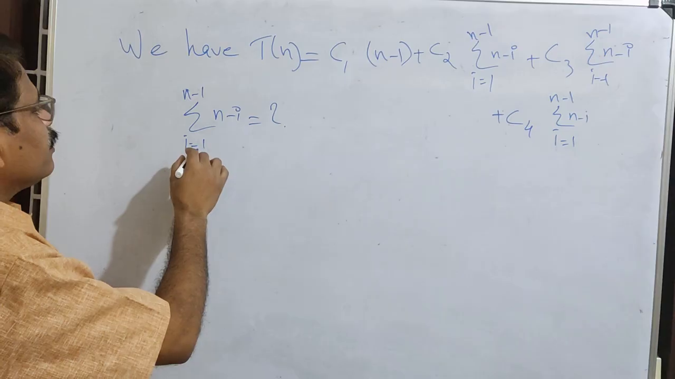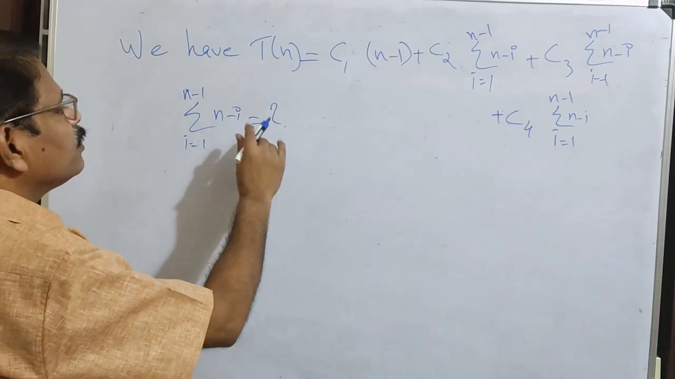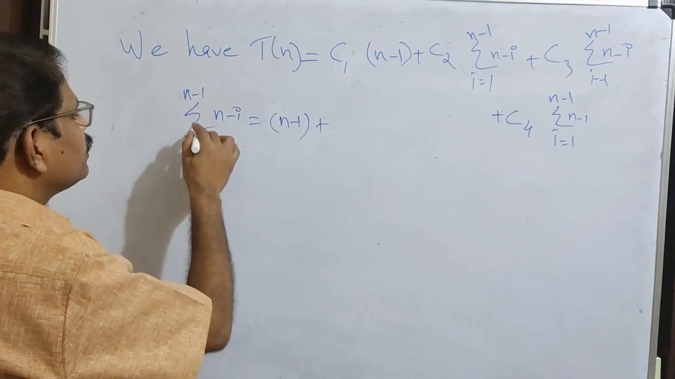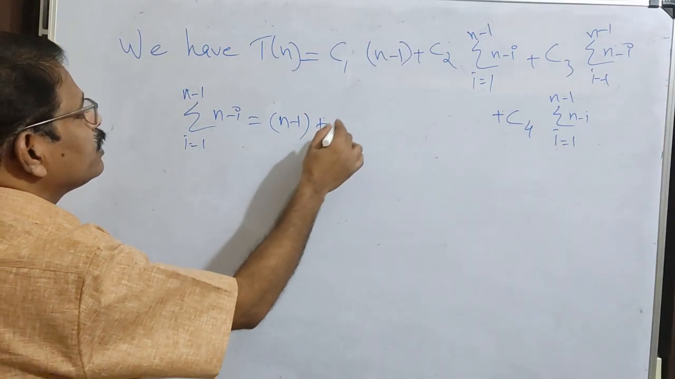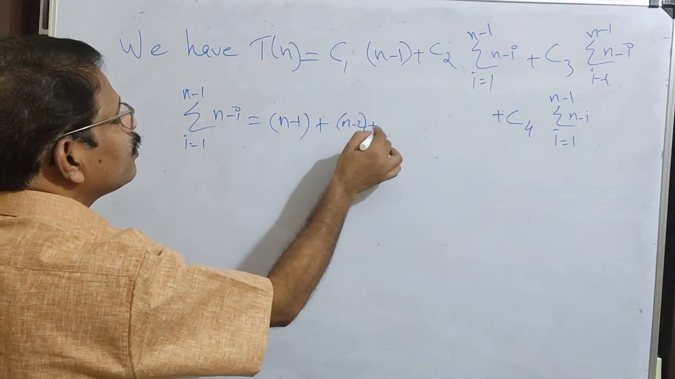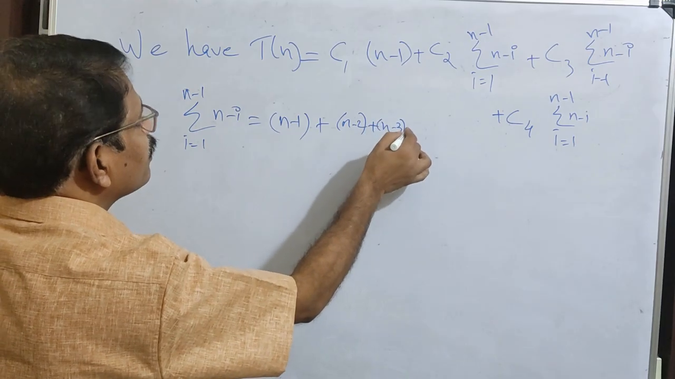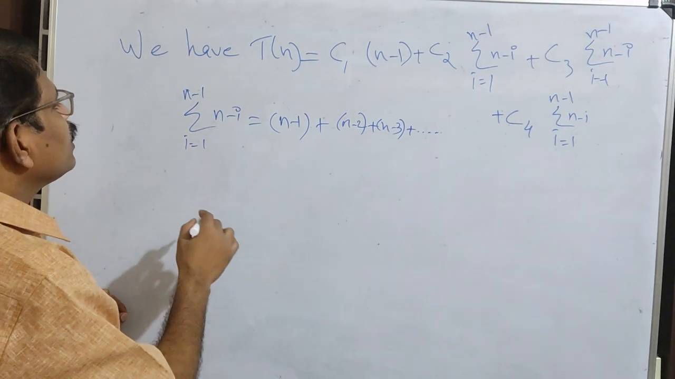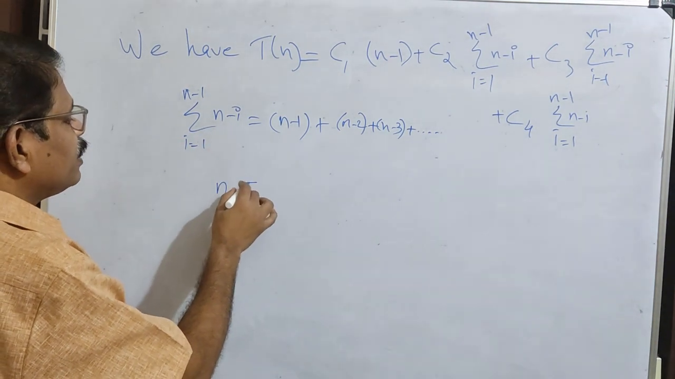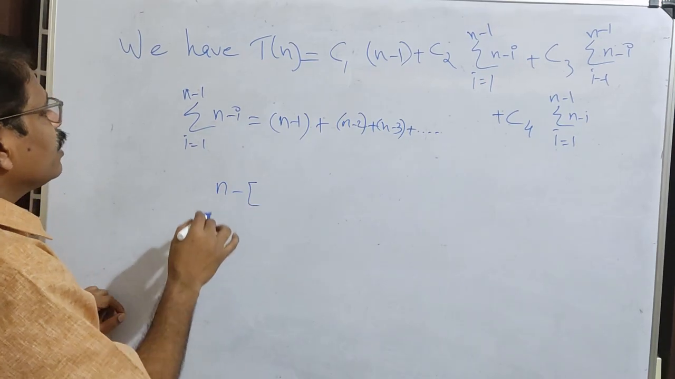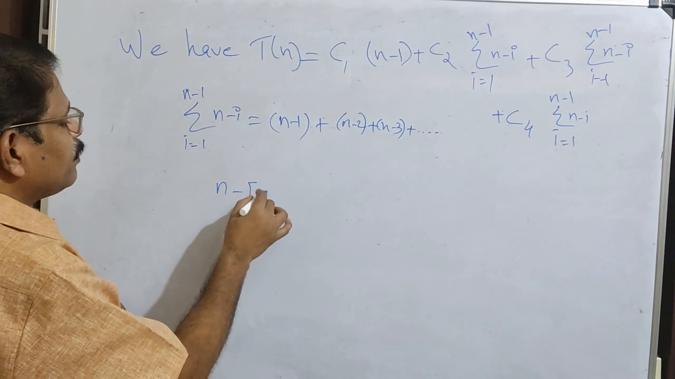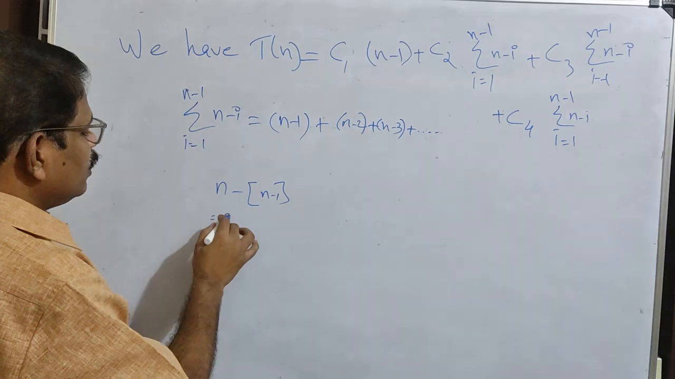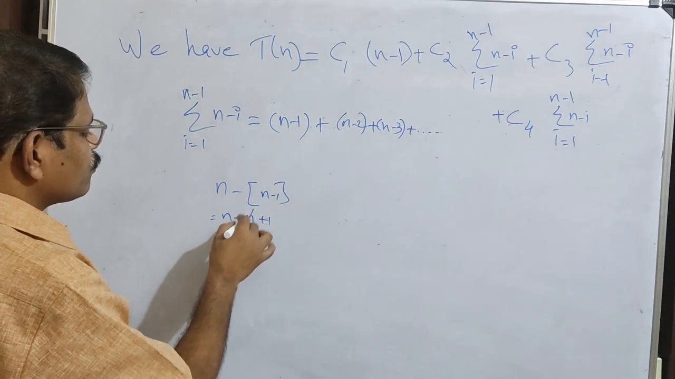When i equal to 1, it is n minus 1, plus when i equal to 2, it is n minus 2, n minus 3, plus when I take the last value n minus 1, it will be n minus n plus 1. So this is 1.